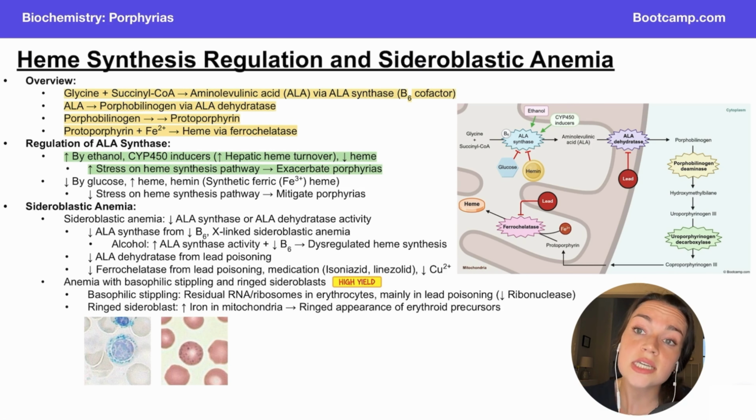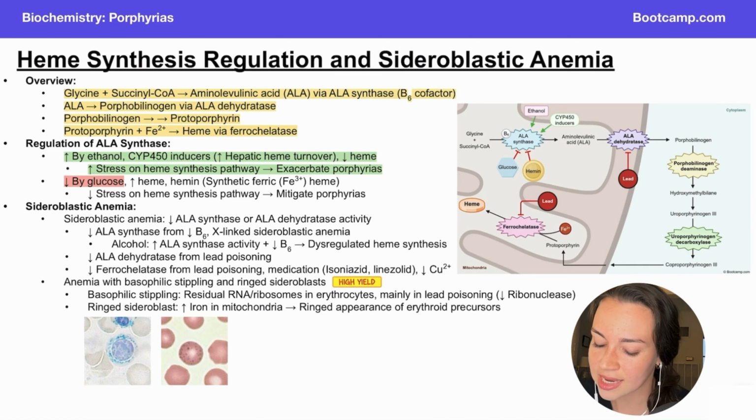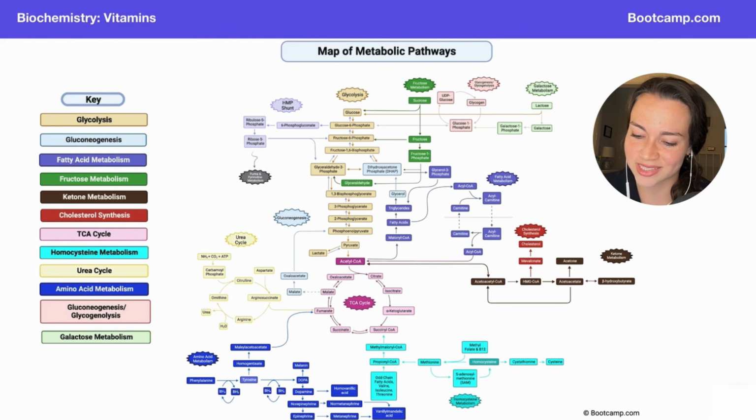What about the things that decrease ALA synthase activity and thereby decrease heme production? The first thing that will decrease this is glucose. Now, the reason why glucose wants to decrease heme synthesis is because, remember, succinyl-CoA is one of these starting reactants. Now, I hate to do it to you, but here's our metabolism map again. And right here is succinyl-CoA. Remember, it is a TCA cycle intermediate.